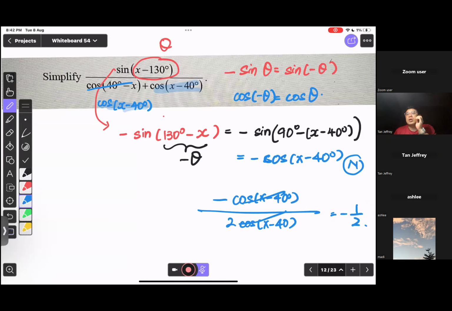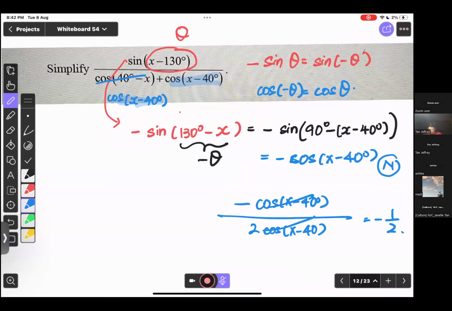The formula always works. It's just that in order to help you remember, I imagine theta is acute, so theta is in the first quadrant. Then negative theta will be in the fourth quadrant. But it doesn't matter. It works for all quadrants.